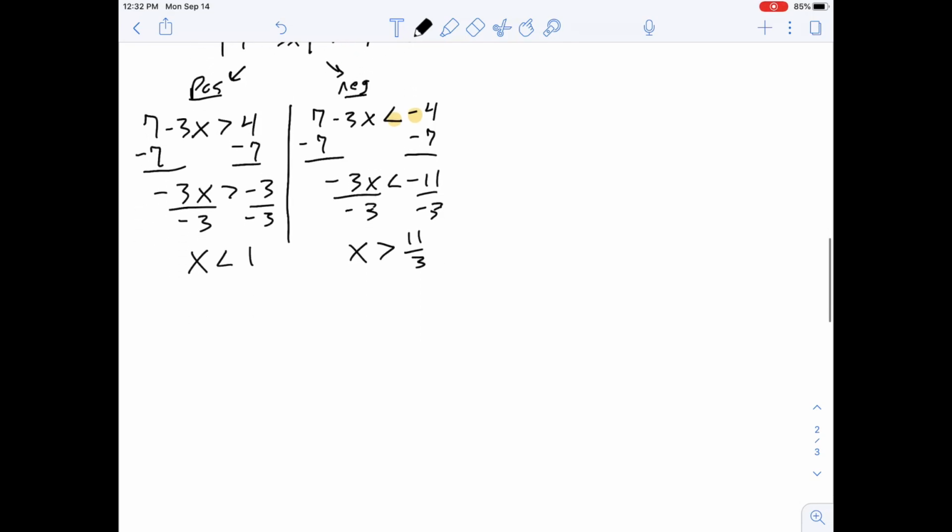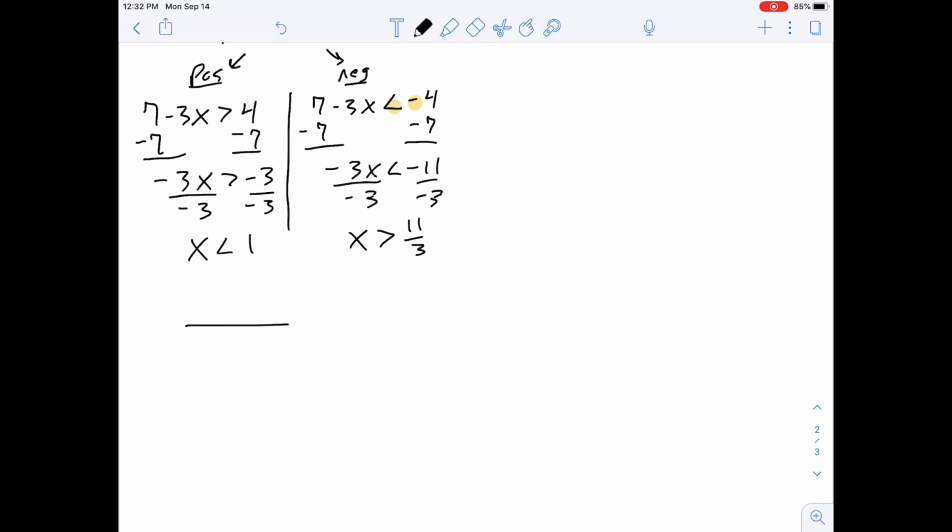So let's go ahead and take a look at this on a number line and see what we're dealing with. Do we have an AND or an OR statement? So 1 is going to be over here. 11/3 is over here because 11/3 is greater than 1. So if we're going to be less than 1, it's an open circle going to the left. Greater than 11/3, open circle going to the right. So this is clearly an OR statement. So this is our inequality notation right here. This is our number line.